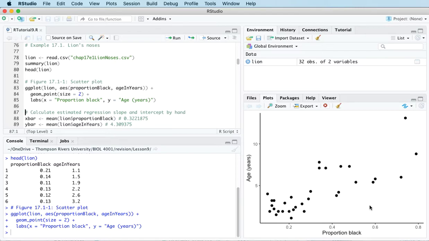And so we can see from the scatter plot there does appear to be an association between the two variables. The younger lions down here in this part of the graph do seem to have less black pigmentation in their nose compared with the older lions up here, which tend to have a higher proportion of black in their nose.